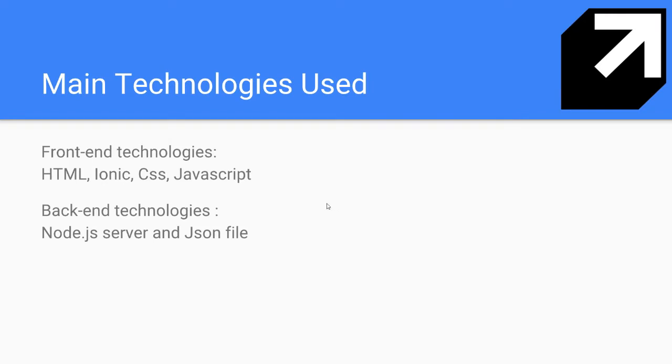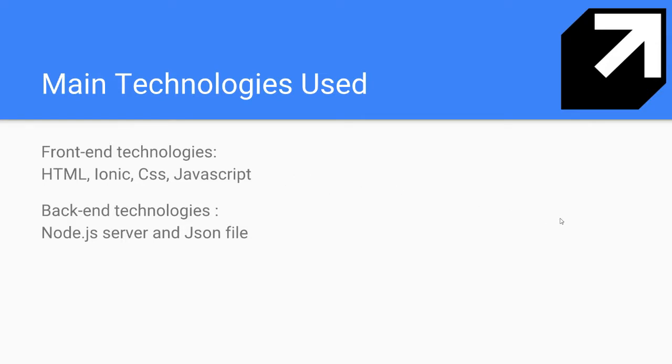There's a list of the main technologies used. For the front end we used HTML, HTML5, Ionic 3, CSS, and JavaScript. Actually this is TypeScript to be more specific, but TypeScript is a subset of JavaScript anyway. And for the backend technologies, we just used a Node.js server and a plaintext JSON file.